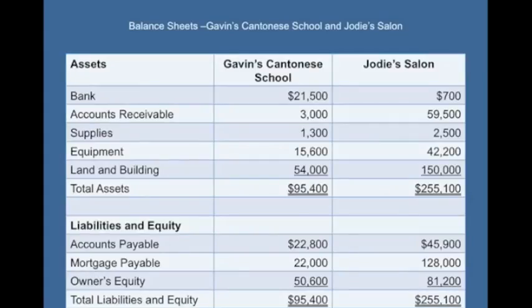For the last slide, the better company to own will be Gavin's Cantonese School. This will be due to Gavin's low expenses and debts owed. Compared to Jody's salon, Gavin has a lower range of liabilities with $95,400 and Jody at $255,100. With Jody's hair salon, there are a lot of expenses and the assets are not particularly guaranteed, as some of the supplies may be damaged or some people may not pay back through the accounts receivable.